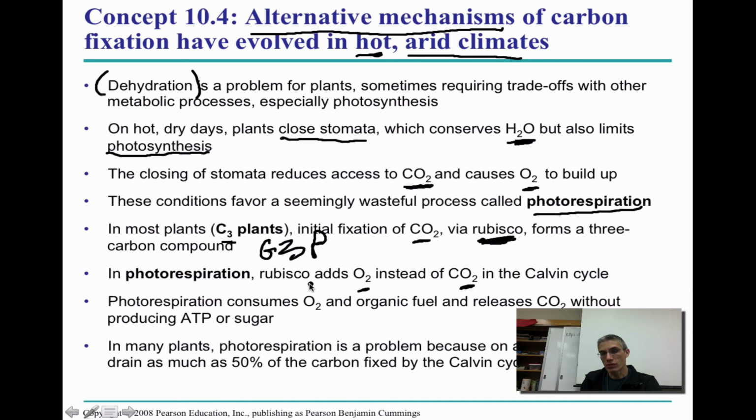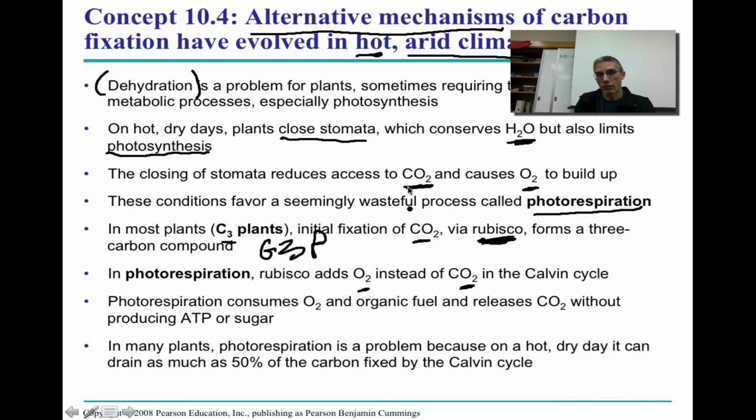The problem is rubisco really doesn't care whether it adds a C or an O, whether it uses carbon dioxide or oxygen. And if we have conditions where there's no CO2 coming in, so we don't have a really high concentration of CO2, it doesn't make a difference. It's just going to add the O2 instead of the CO2. And what that does is it consumes O2 and organic fuel and releases CO2, and the unfortunate thing with this process is it does not produce ATP and it does not produce sugar. And if you can't produce ATP and you can't produce sugar, then we're going to have a hard time carrying out the Calvin cycle.